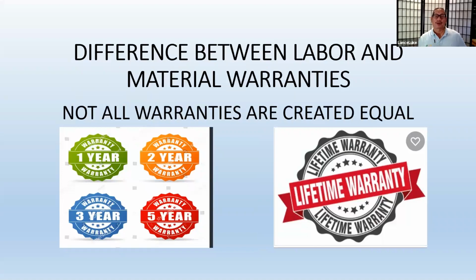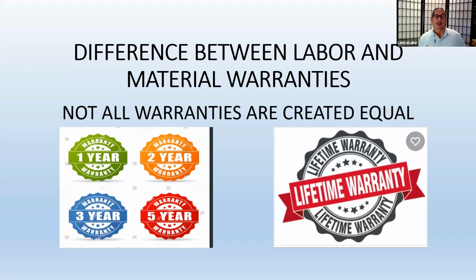Now, there's actually a difference between a labor and a material warranty. A labor warranty, as you know, is the workmanship warranty. It's the labor, workmanship, and anything to do with the actual performance of the construction that's not a material warranty. So that's a labor warranty. A material warranty is any building material that comes with a warranty. And some come with warranties and some don't.